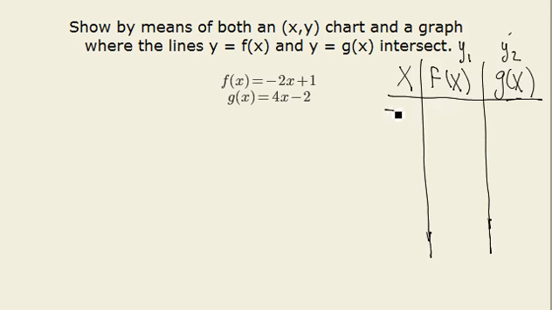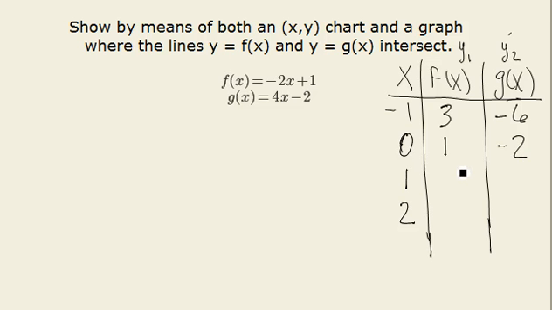We're going to start at -1 here, move to 0, move to 1, and move to 2. When we input -1 for f of x, our output is 3. When we input -1 for g of x, our output is -6. When we input 0 for f of x, our output is 1. When we input 0 for g of x, our output is -2.